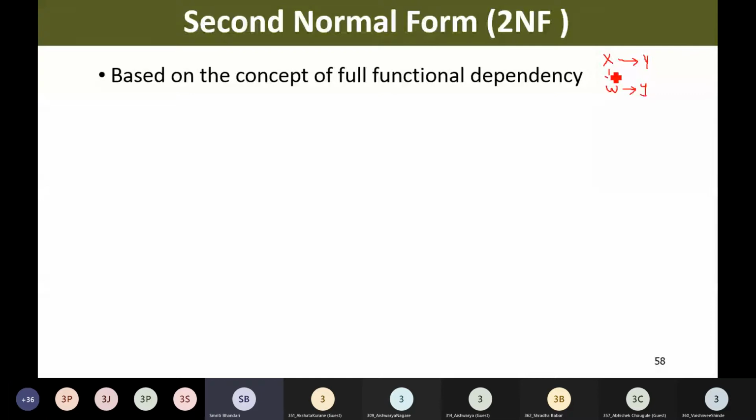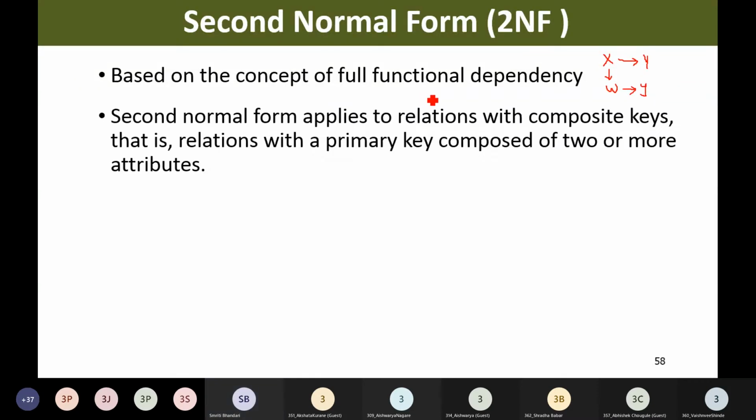And what about full functional dependency? If there is no proper subset W of X which also determines Y, then we say that it is a full functional dependency. So second normal form is basically based upon these concepts of full functional dependency and partial functional dependency.